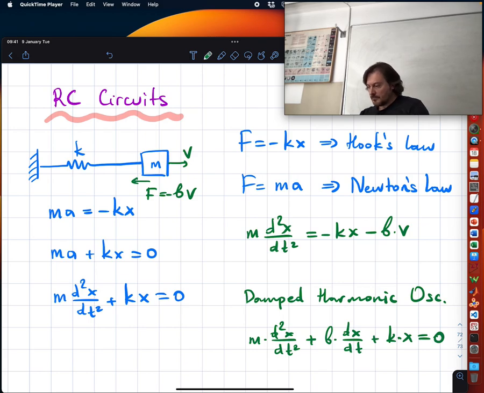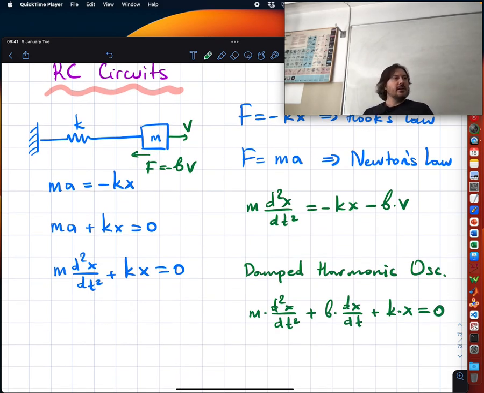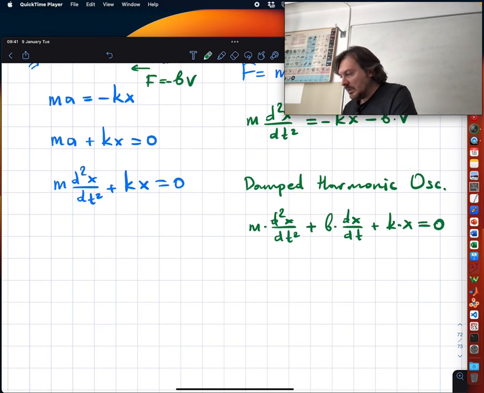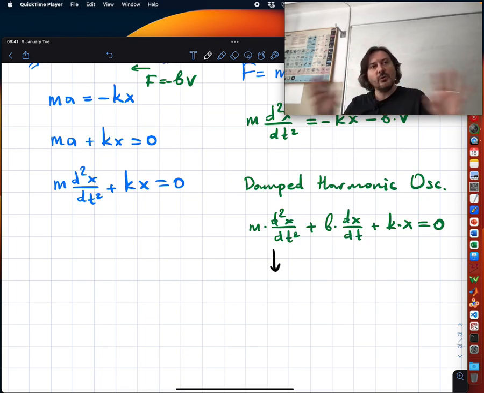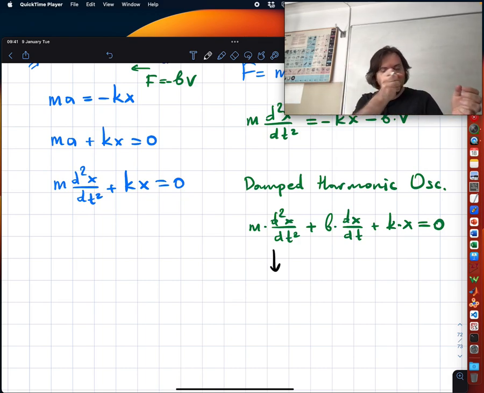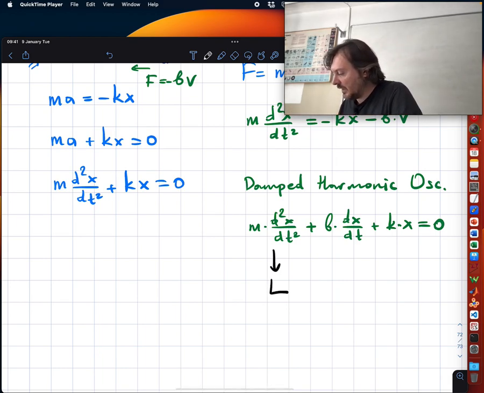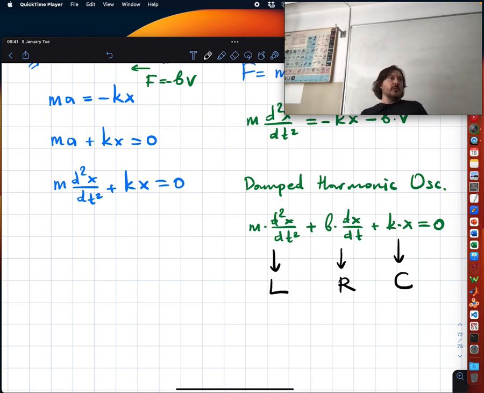Okay? Does anyone know why I reminded you of this? Anyone have a guess? I think we are going to deal with differential equations. Yes? In like RC circuits. Yes. Very good. Eventually, we will have a one-to-one correspondence. There will be literally no difference between a mechanical system, a damped oscillator, and an RLC circuit. So eventually we will reach there. This will be the L part, this will be the R part, this will be the C part. It will have one-to-one correspondence. So always keep that in your mind.